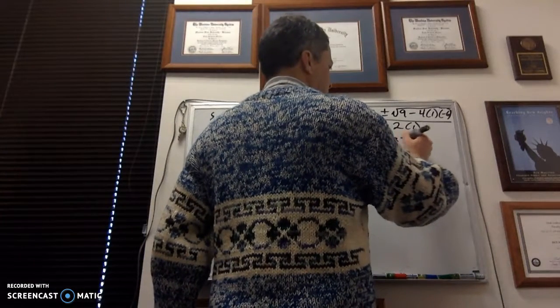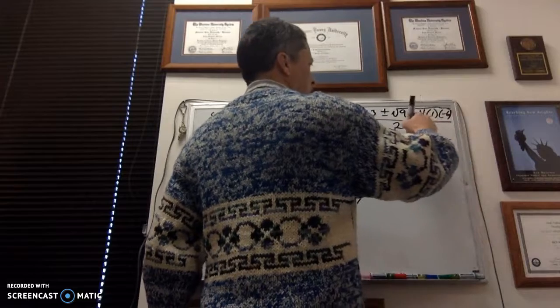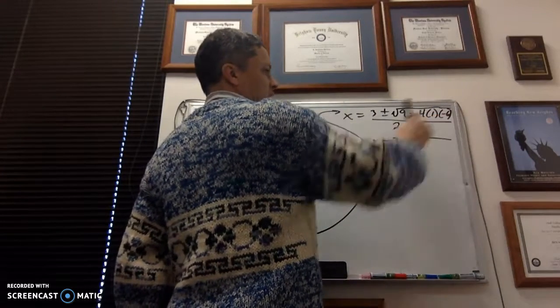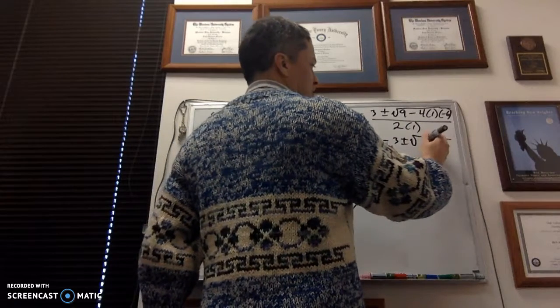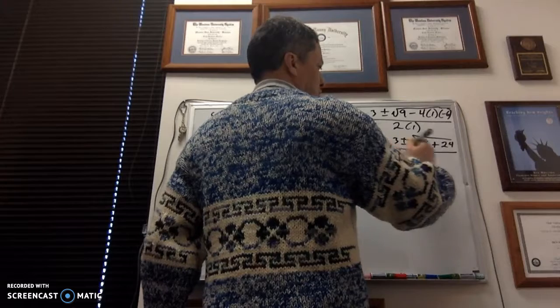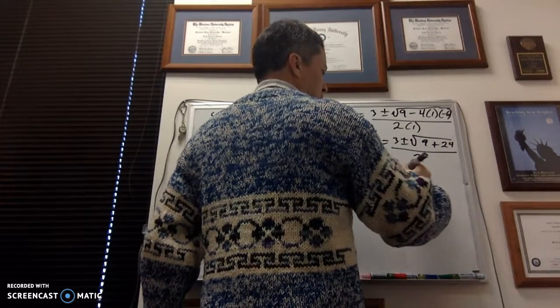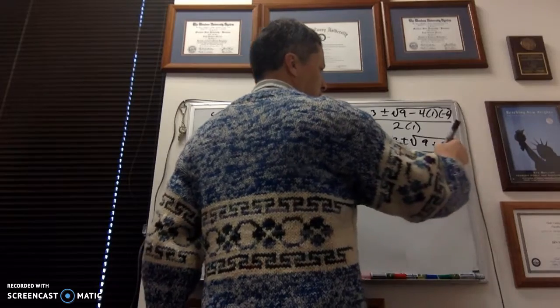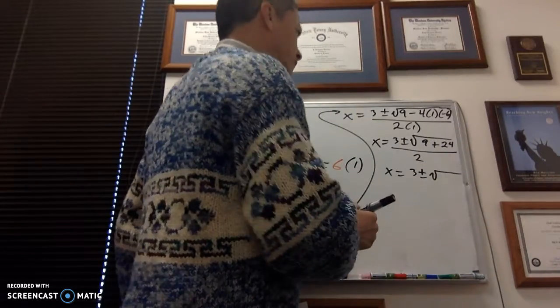x equals 3 plus or minus the square root of, let's see, 4 times 1 times 6, and this will be positive, right? Because a negative times a negative is a positive. So this is going to be 9 plus 24, and it's all over 2. So this will be x equals 3 plus or minus the square root of, let's see, what would that be, 33?